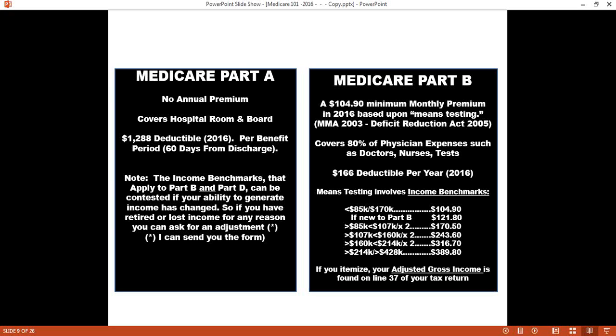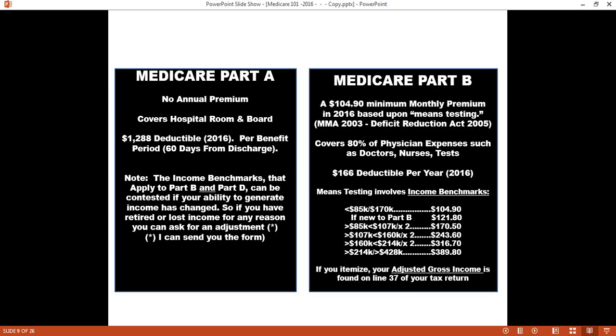Now, it's got a big gap in the coverage, in that if you were to be hospitalized and all you had was Medicare, you would incur a hospital deductible of $1,288 in 2016. Now, that's not an annual deductible. That's a per benefit period deductible. And new benefit periods are established once somebody has been discharged from a hospital for 60 or more days.